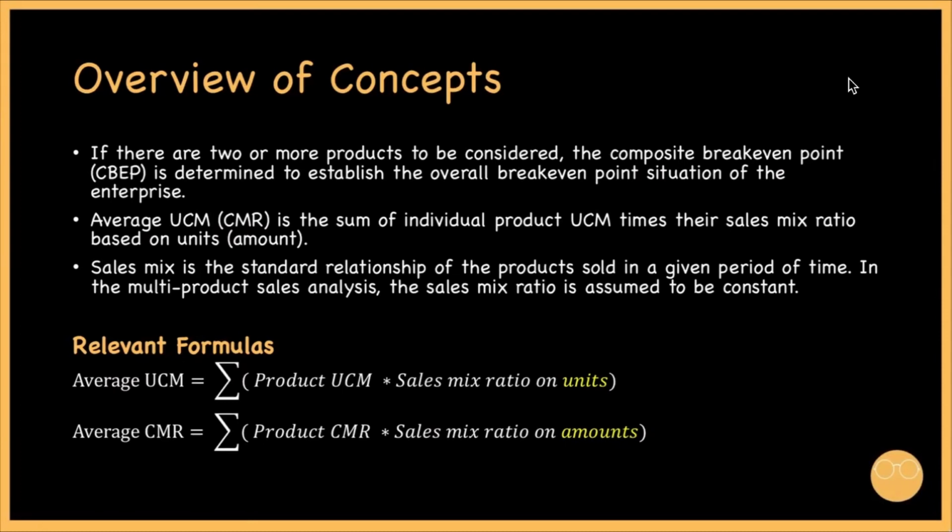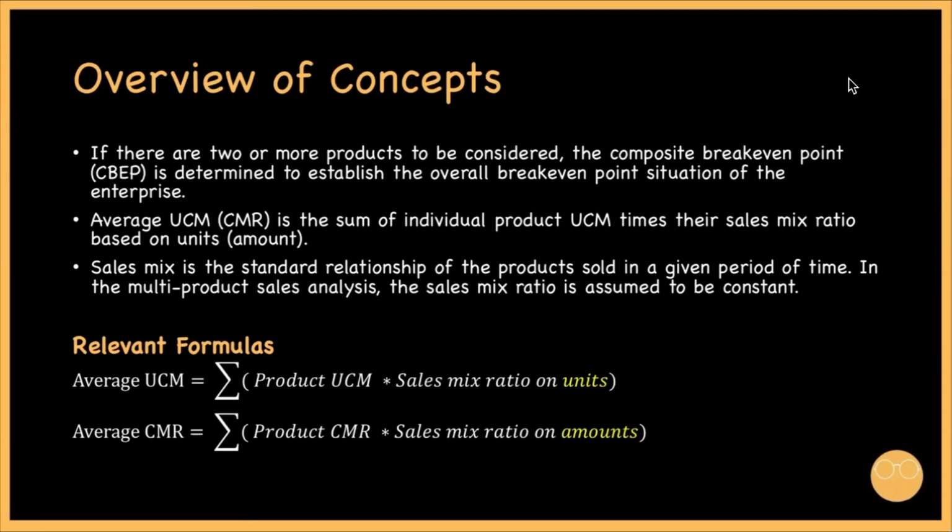the enterprise. We will have to compute for the average unit contribution margin or average contribution margin ratio, which is equal to the sum of the individual product unit contribution margin multiplied by their sales mix ratio, that is based on units if we are talking about unit contribution margin, and based on amount if we are going to use the average contribution margin rate.